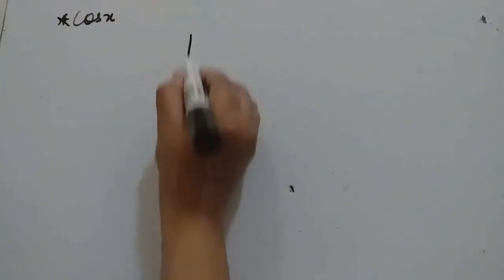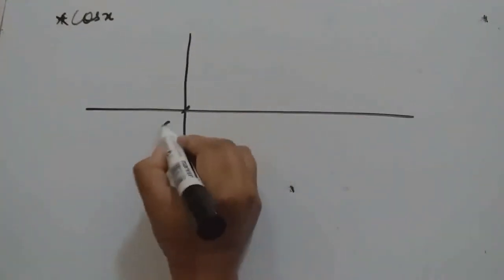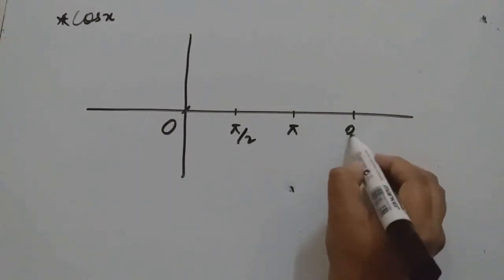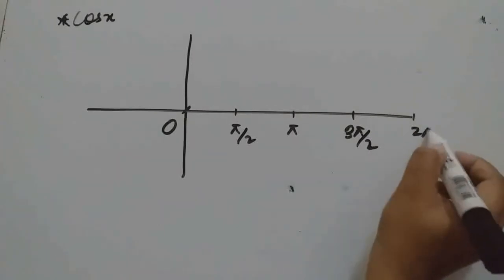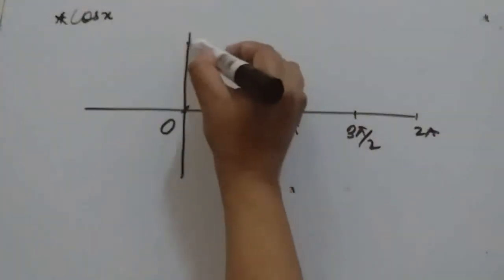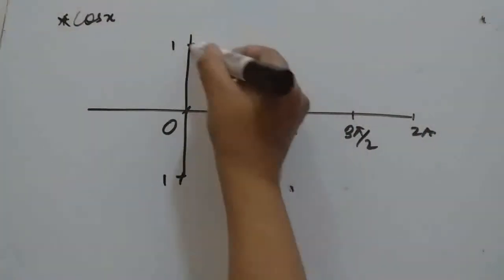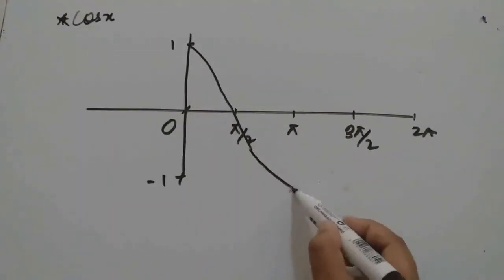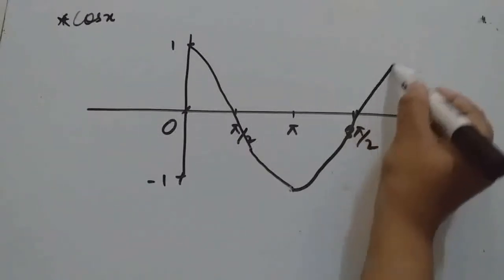Now similarly for cos x also we can check. We know the cos x graph is also periodic in nature, isn't it? This is 0, pi by 2, pi, 3 pi by 2 and 2 pi. So from 0 it will start from 1, isn't it? So this will go to -1 at pi, then 0 at 3 pi by 2, then 1 at 2 pi.